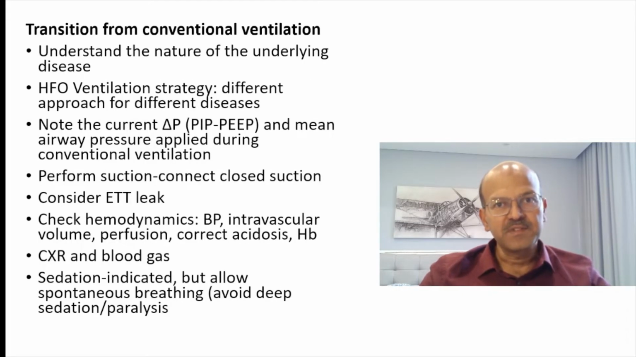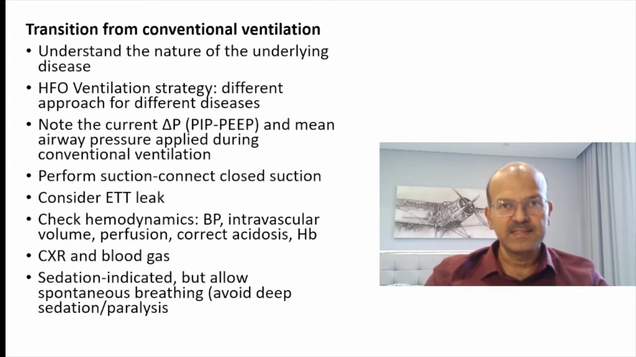When we transition from conventional ventilation to high frequency as a rescue modality, there are a few key points to remember. Understand the nature of the underlying condition. The strategy depends on the disease condition, which we will discuss. The current pressure differential, the PIP to PEEP, should be considered. The mean airway pressure applied during conventional ventilation should be noted as well. Remember that high frequency depends on the tube being patent and not having a significant leak. So make sure there is suction, and also try to connect a closed suction in this situation. If there is a significant ET tube leak, you may consider an elective tube change if the baby will tolerate.